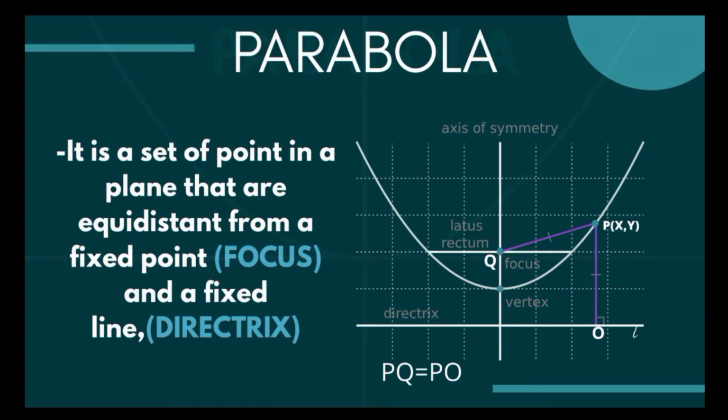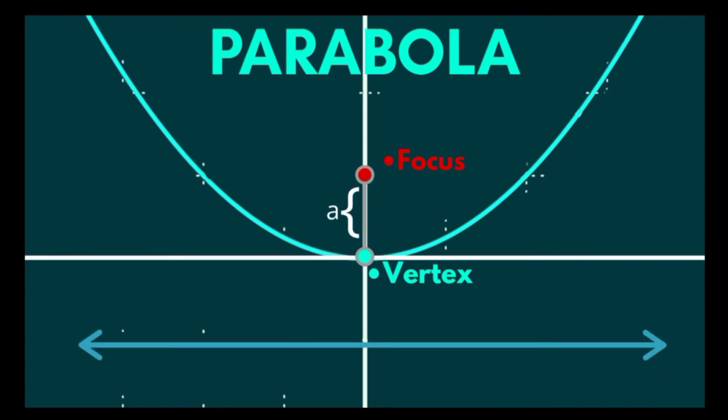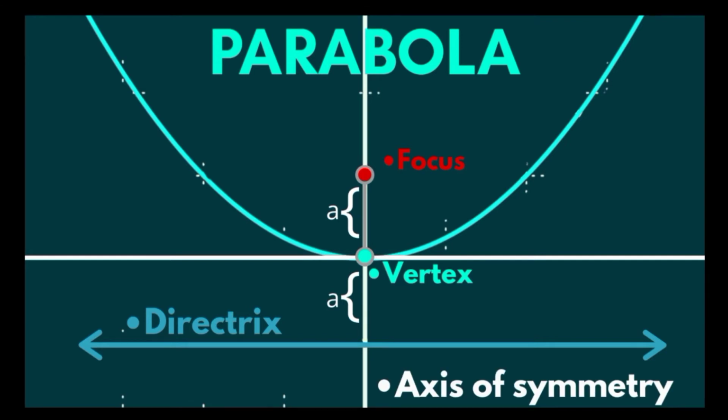Next, let us identify the parts of the parabola. First, we have the vertex. The vertex is sometimes the lowest or the highest point in the parabola. Next is the focus. The focus can be found inside the parabola, and it is a units away from the vertex. And next, the line outside the parabola, which is named the directrix. This is perpendicular to the axis of symmetry of the parabola, and this is also a units away from the vertex. And next is the axis of symmetry. It divides the parabola into two congruent parts.